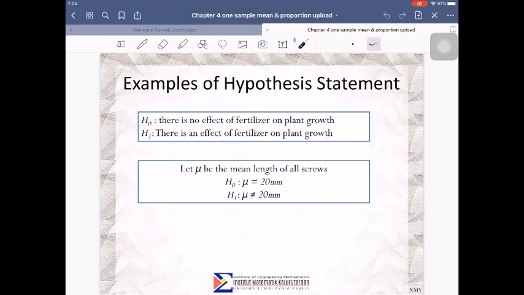Second one, we have mu, the mean length of all screws. H0: mu equal to 20 millimeters. H1 will be mu not equal to 20 millimeters.